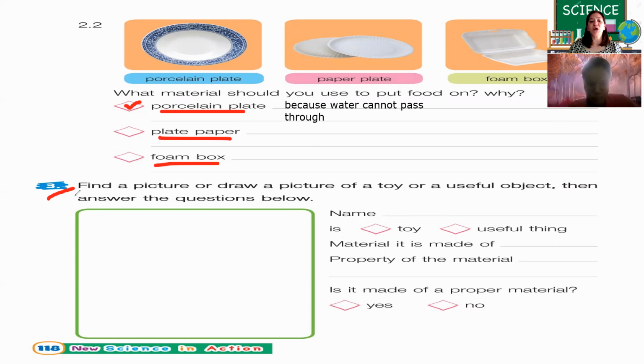Find a picture or draw a picture of a toy or a useful object. Then answer the question below. You have to find a picture or draw a picture of a toy or any useful object, then answer the question below. Example, what can we give example here, teacher? Anyone can give example?